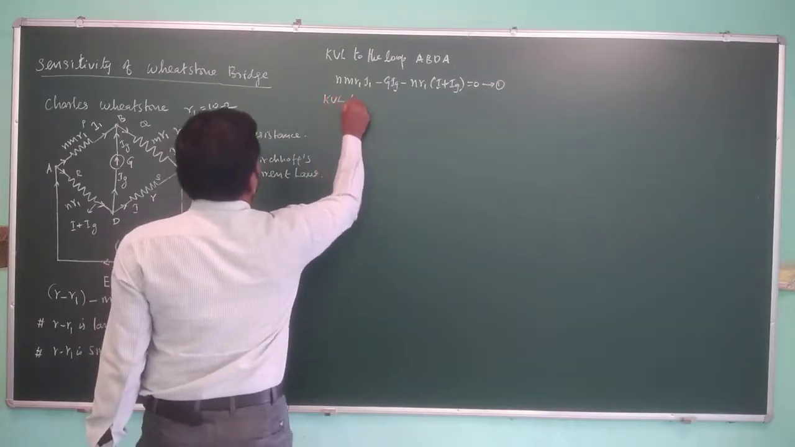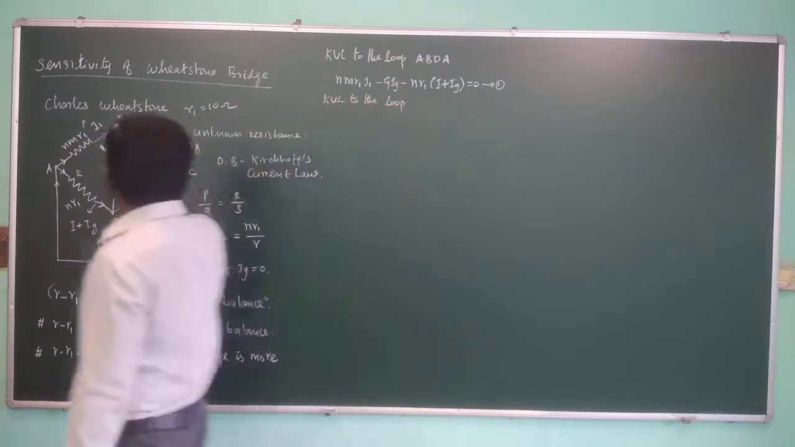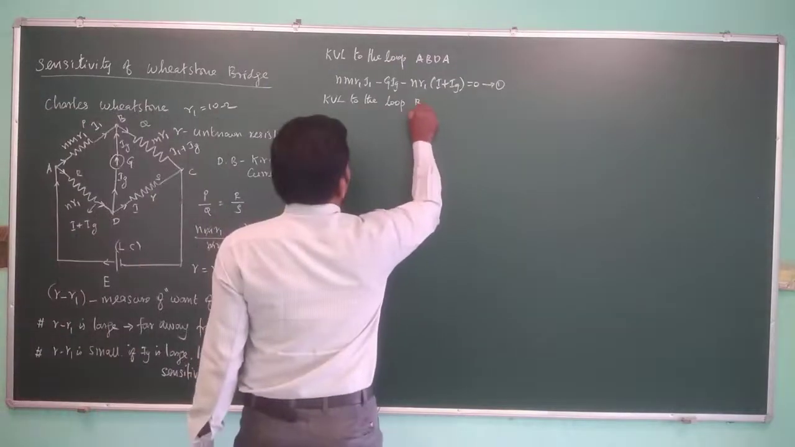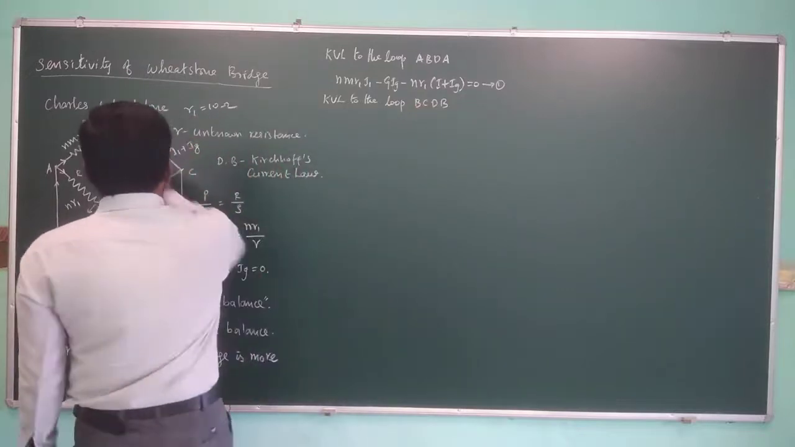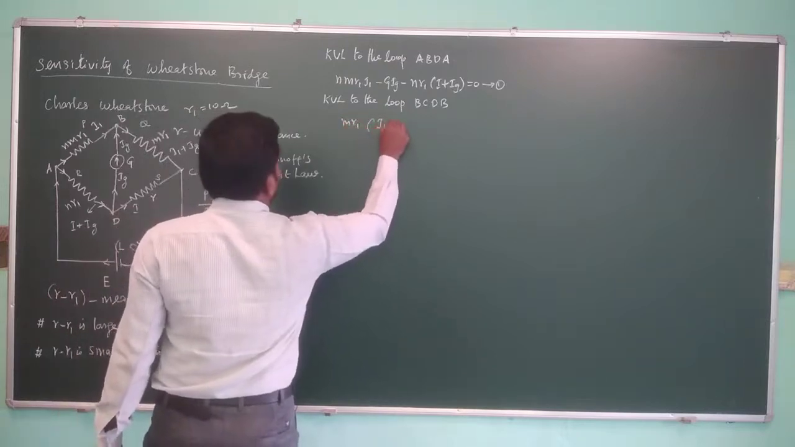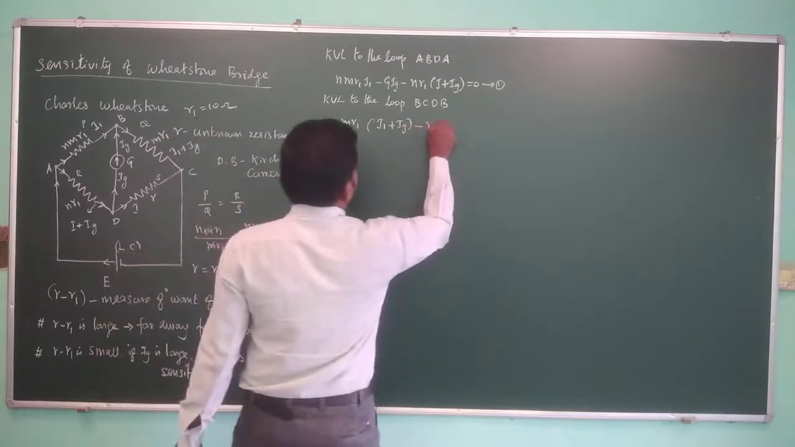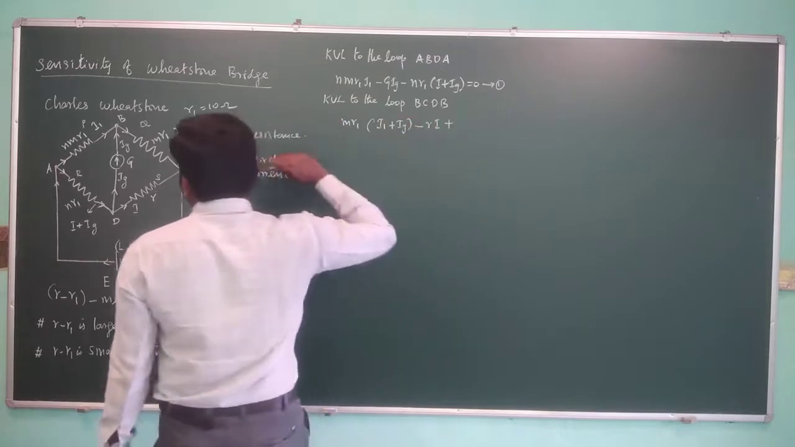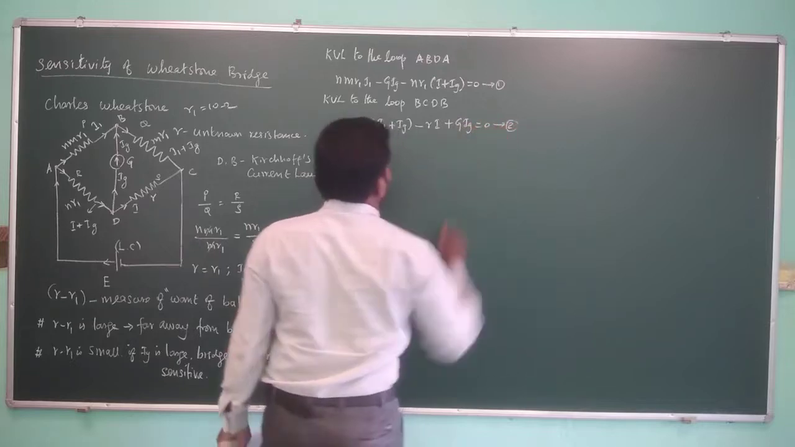And KVL to the loop B, C, D, B. This will give you, in this direction, MR1 multiplied by I1 plus Ig, minus RI, plus G Ig, which is equal to 0. This is equation number 2.